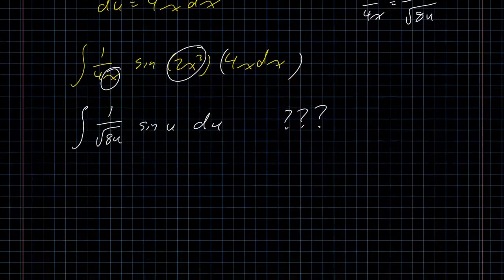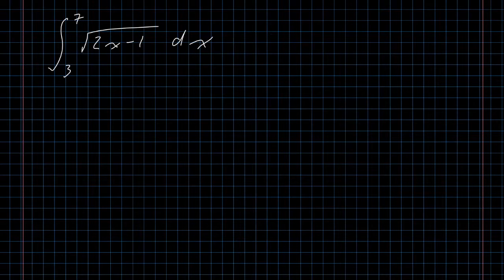All right, let's take a look at the other problem that I told you we would look at today, where instead of an indefinite integral, let's take a look at the definite integral. How about the integral from 3 to 7 of the square root of 2x minus 1 dx? This is a definite integral, which changes things just a little bit.